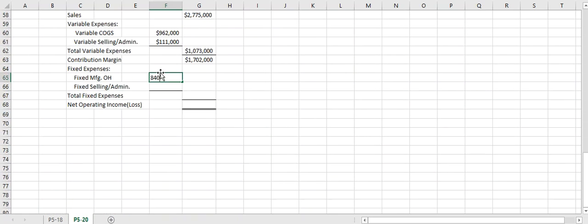So we got $840,000 in fixed manufacturing and $559,000 in fixed selling and administrative. So we can add those together. So that's our total fixed expenses. And our net operating income or loss, we're going to take our contribution margin less our total fixed expenses. And that gives us $303,000 in net operating income.